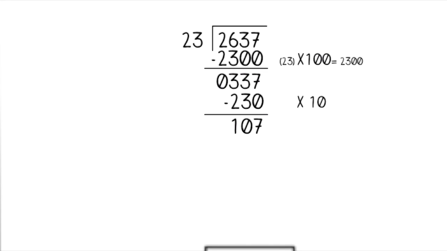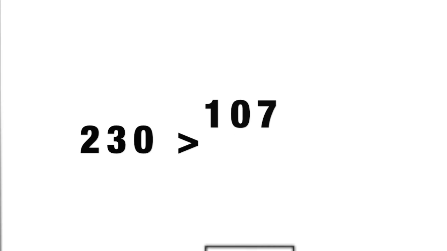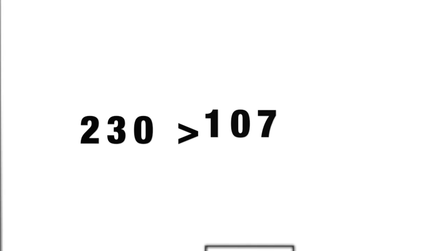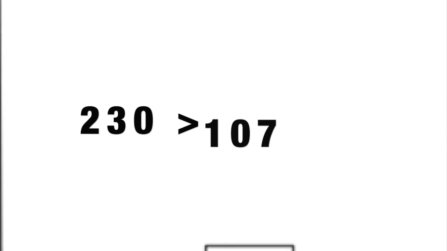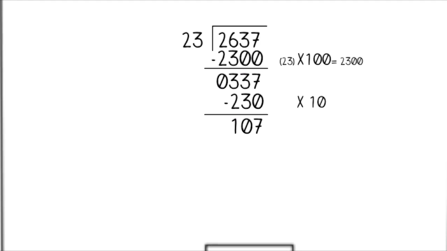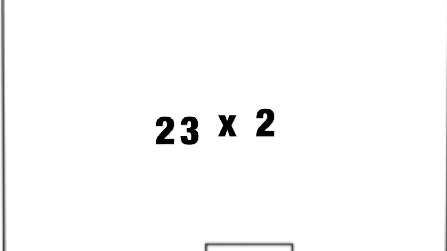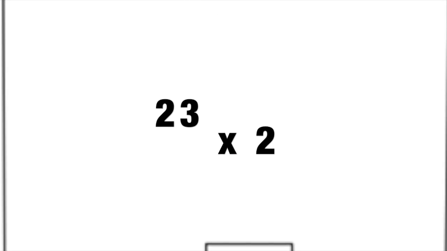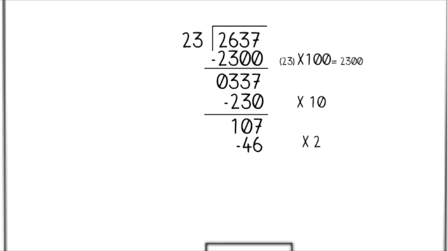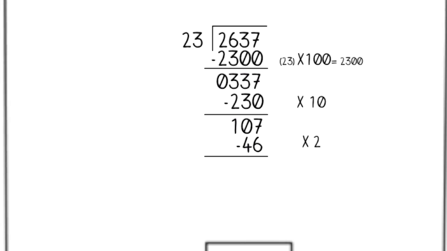This time, we can't make the place values the same because if we did, 230 is bigger than 107. We can't fit any entire groups of 230 into 107. So instead, we can make 23 bigger by multiplying it by another number. Let's try it with 2. If we have 23 2 times, that makes a total of 46. So now we see how many are left over when we take a group of 46 away from 107 by subtracting.